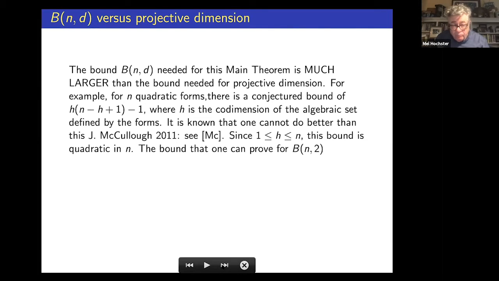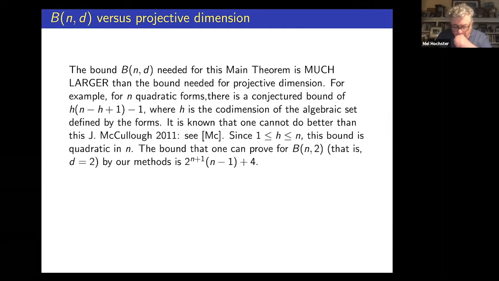But what do we get for Bn2 for n quadratic forms by our methods? Well, d equals 2, and we get this bound. So it's already exponential. Now I don't know if there's something you can do that's a lot better for the B, but for the projective dimension, it looks really bad. Still, it's a bound.